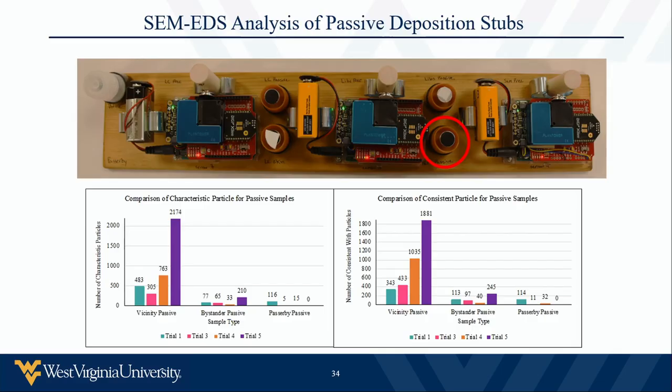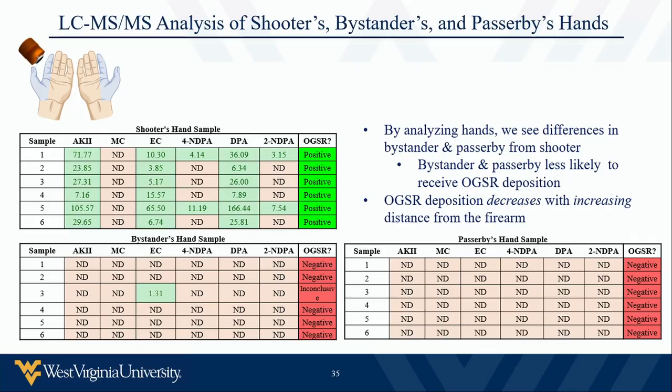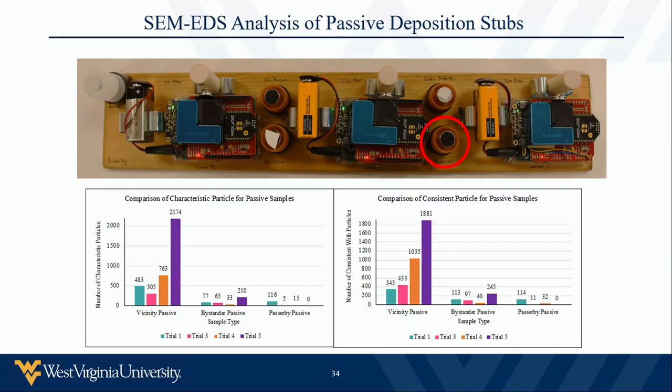And also, we can quantify the number of particles using these passive deposition stubs. So what you can see is that we have a comparison between characteristics and consistent particles. So these are the numbers of particles that were found in the vicinity of the shooter, but a significant number of particles were also found in the bystander and the passerby individuals too.